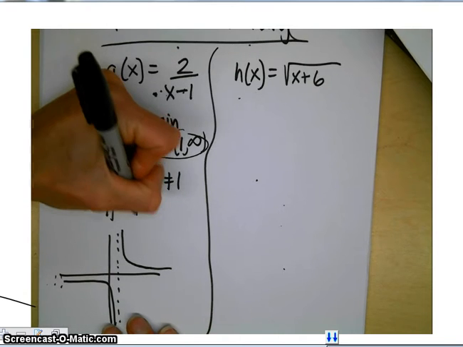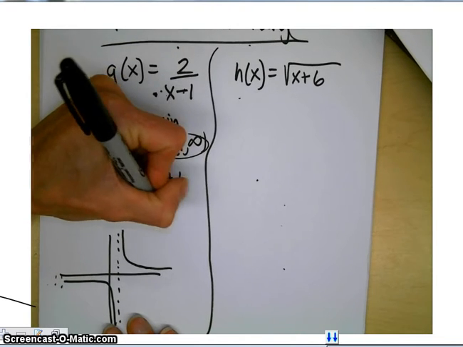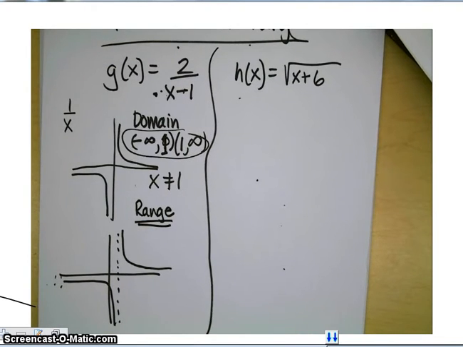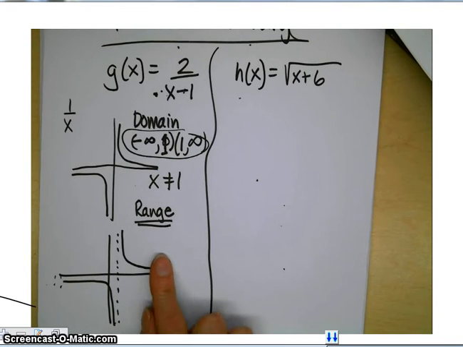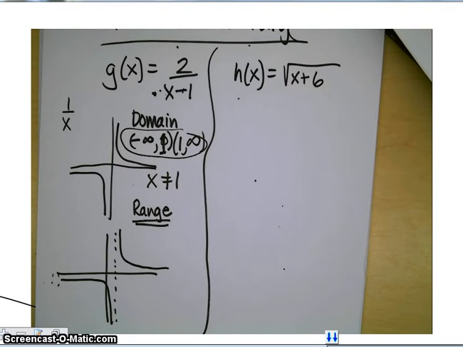Okay, now the range. The range is always dependent upon the domain. So I can put everything in, right? Except for what number? 1. So I can't put 1 in, but I can put everything else in. Is there any number that I'm not going to get here? Can you tell by the graph? Any y values you're not going to get?